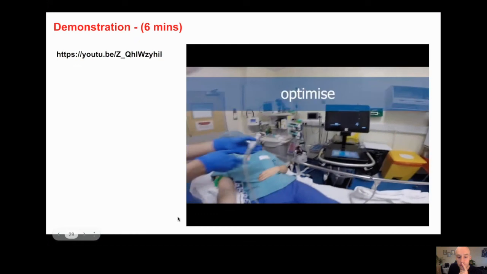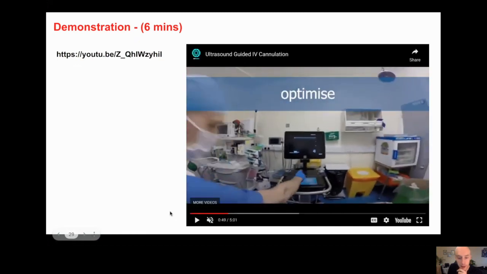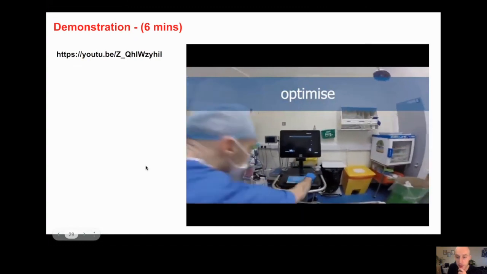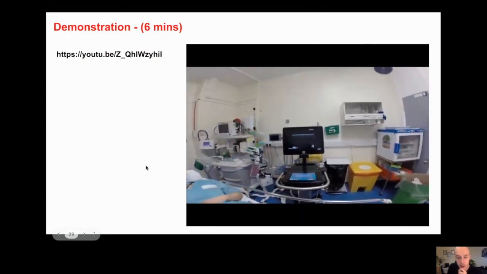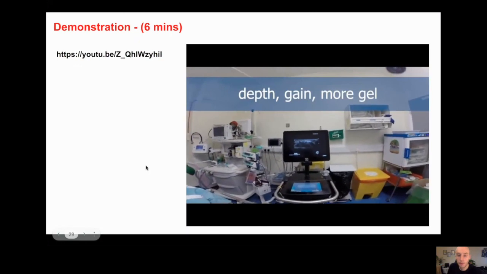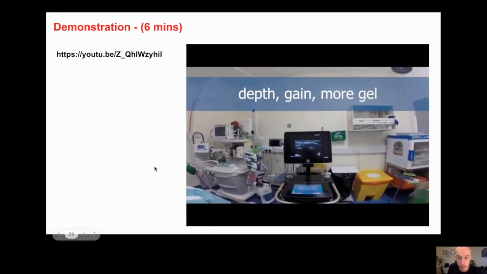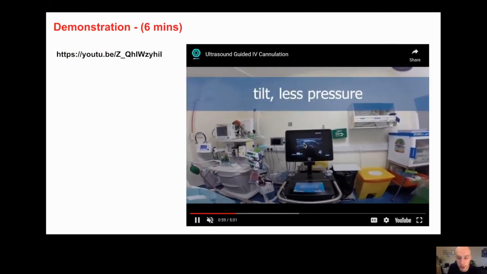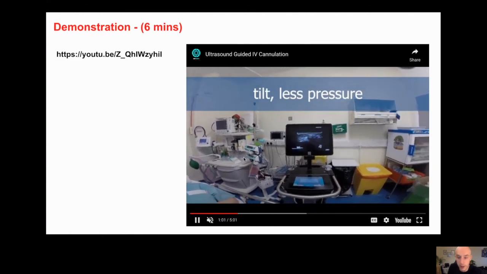This isn't a great video. There's many things that I would change, like getting the screen closer. You'll see the screen closer in a minute. So I'm just optimizing the image by changing the depth, maybe changing the gain, putting some more gel on. You can see the vessel here, which is collapsing, and I've found a nice vein.